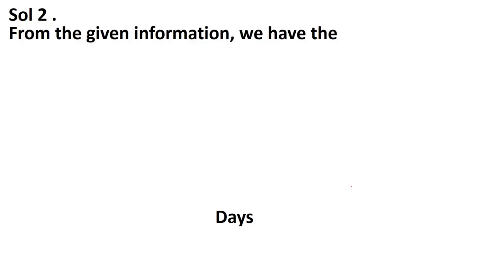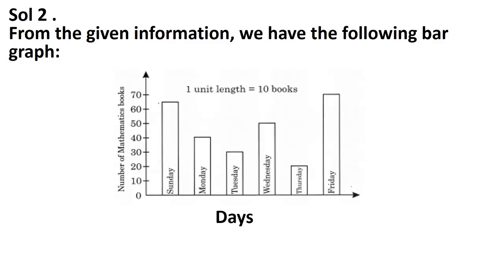Now see, question number 2 is, again you have to draw the bar graph in this. Here is the bar graph. See, this is the x-axis, here is the y-axis. On this x-axis it is written days, Sunday, Monday, Tuesday, Wednesday, Thursday, Friday. And on the y-axis they have taken number of mathematics books. And the scale you have to write down that 1 unit length equal to 10 books. This is the unit length. That you have taken the gap of 10 books.